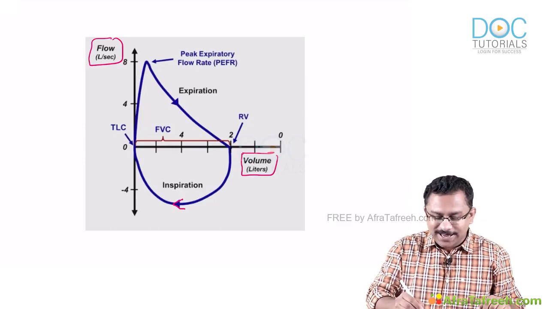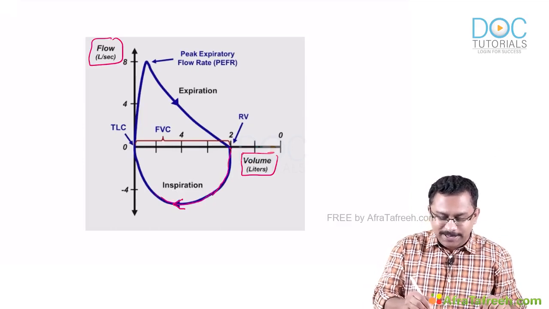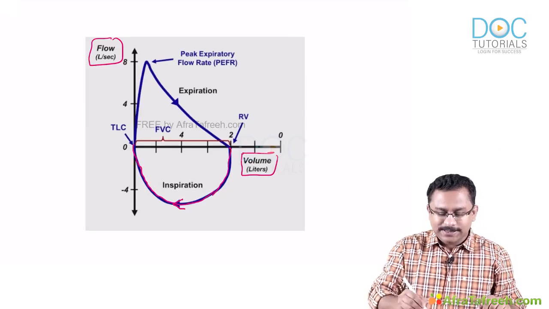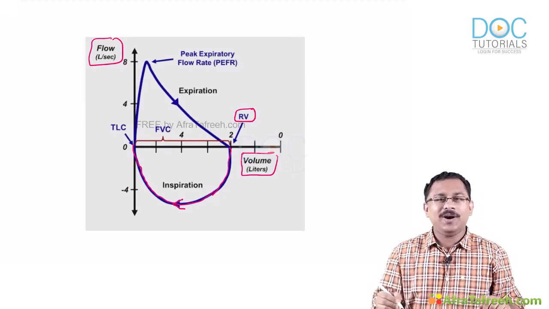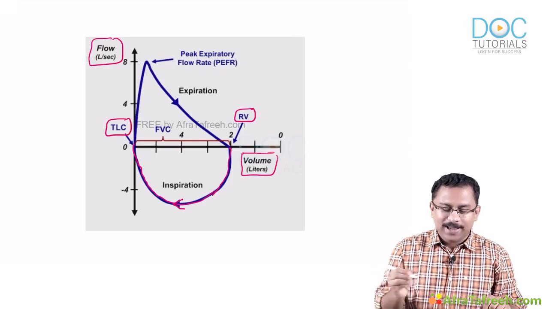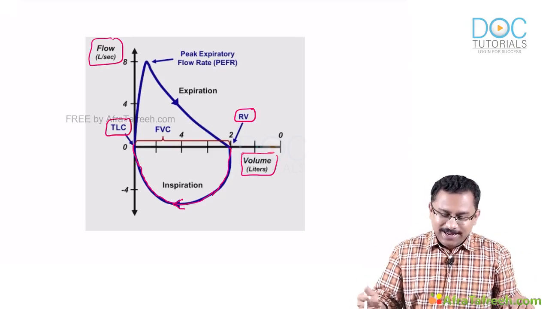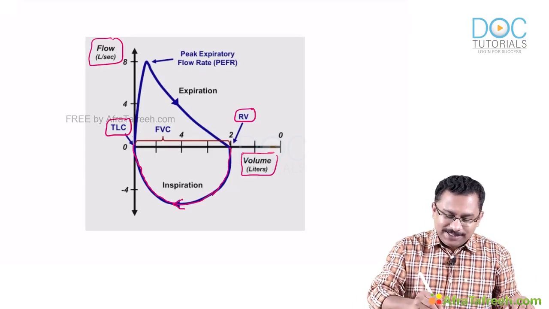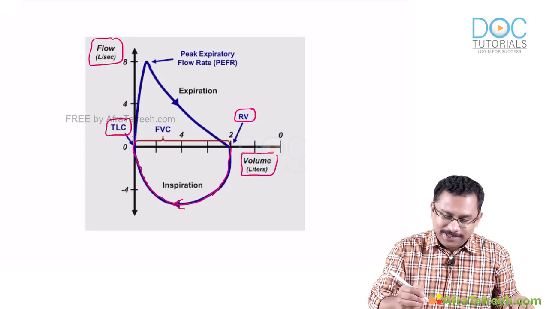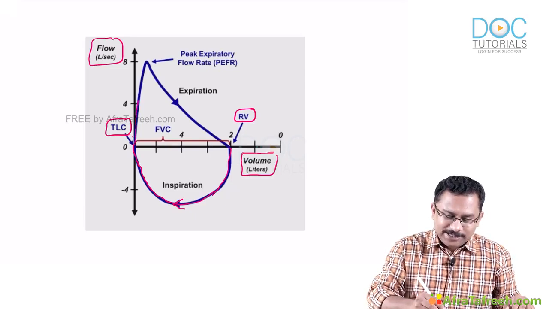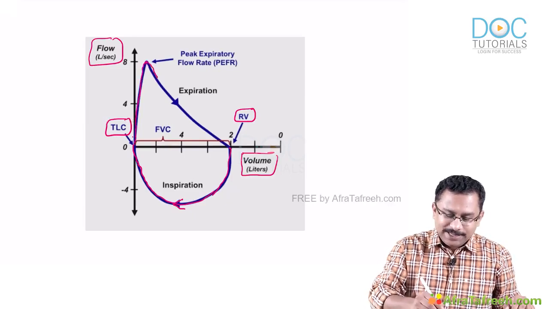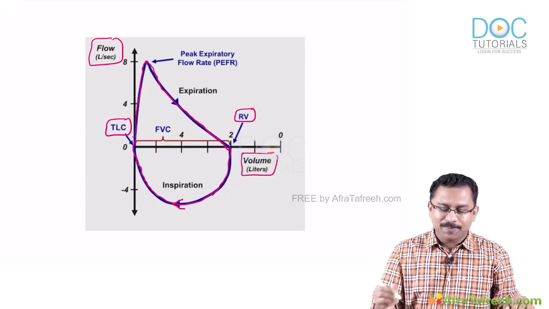Okay, so you see here, the person is inspiring, and this is how it goes. That is from the residual volume to the total lung capacity, the patient is inspiring. Okay, and then you see here the patient is forcefully expiring. So this is the expiratory limb. There is an ascending part as well as a descending part.